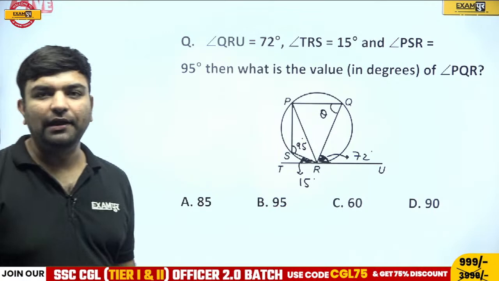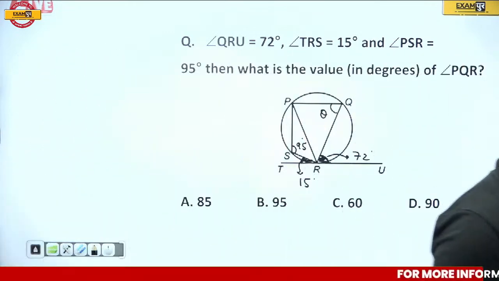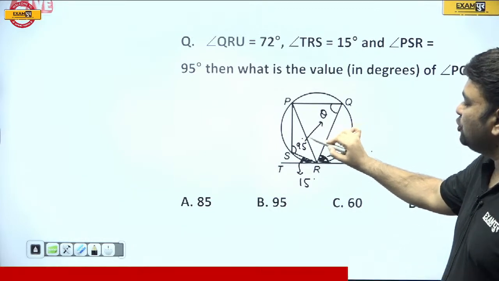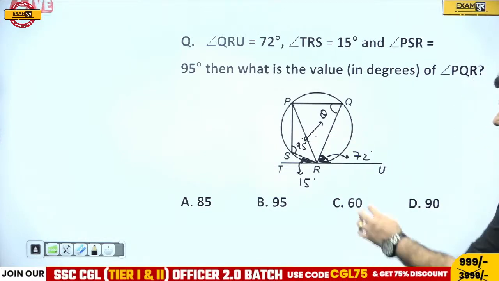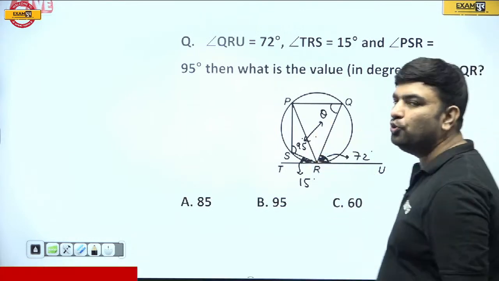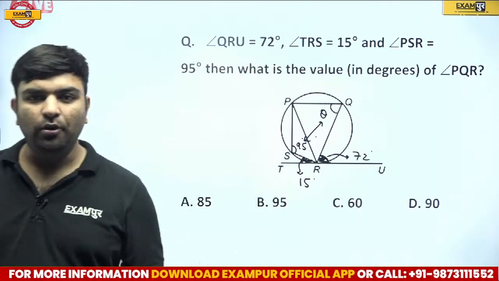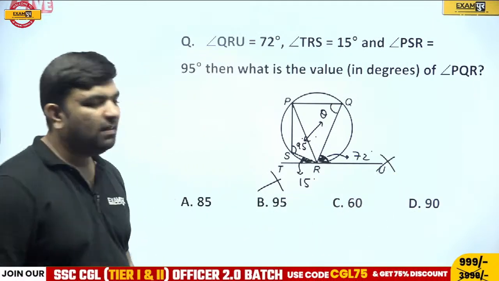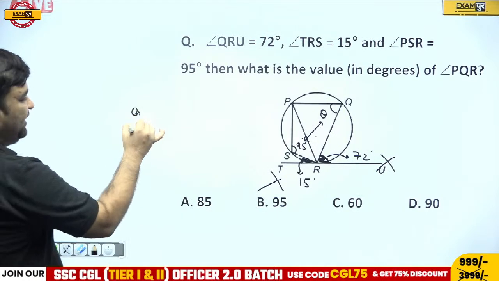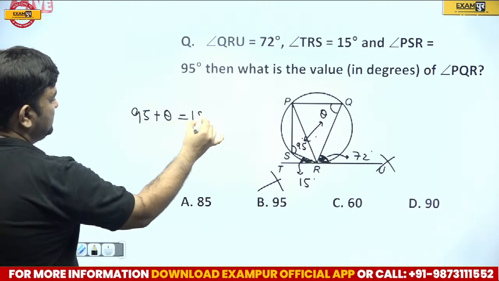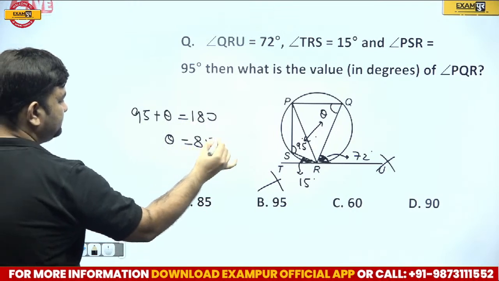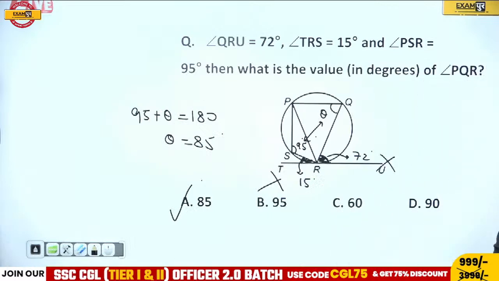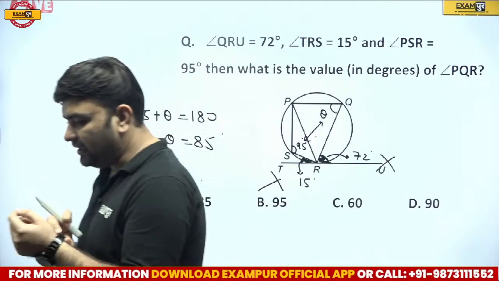PQRS is a cyclic quadrilateral. In a cyclic quadrilateral, the sum of opposite angles is 180. No use of this and this. So 95 plus theta is 180, so theta is 85.